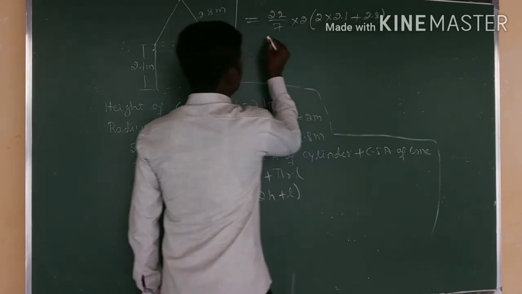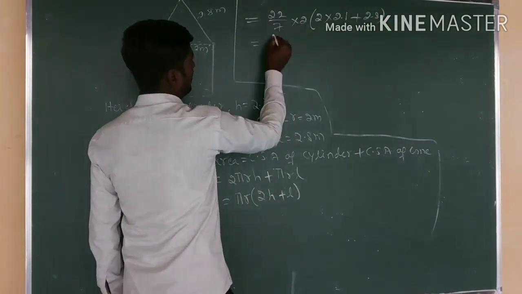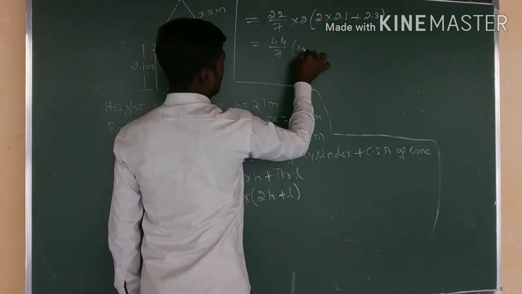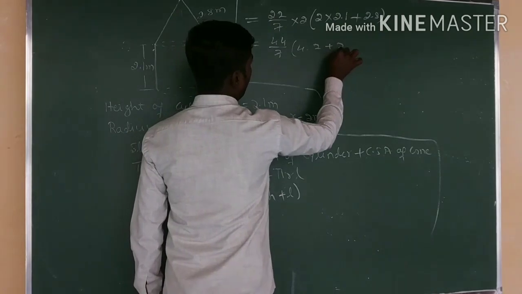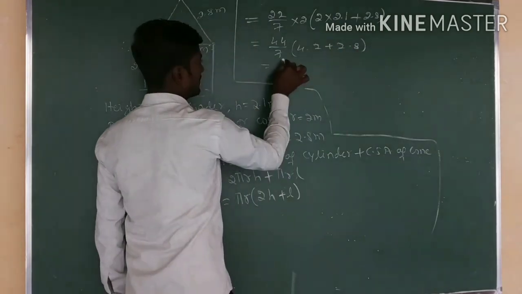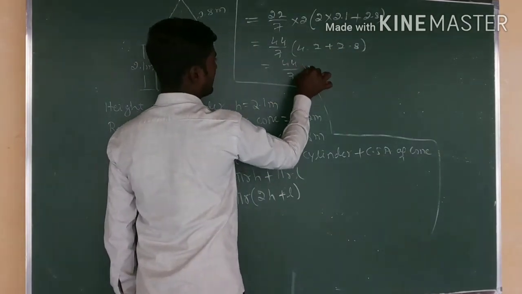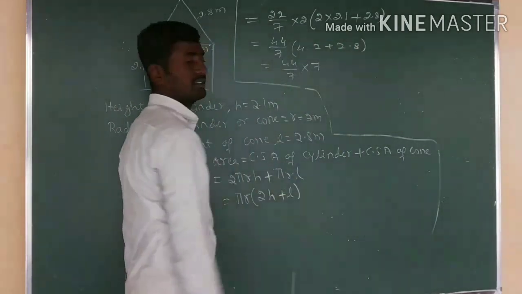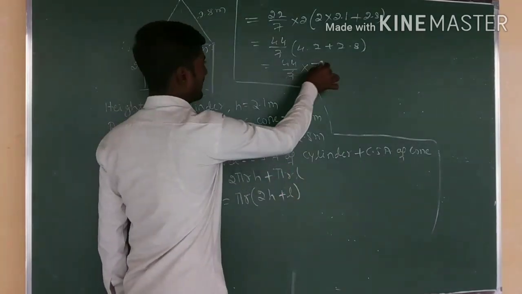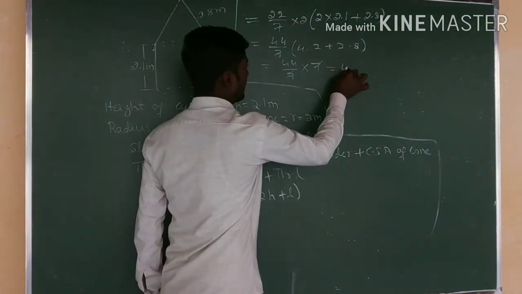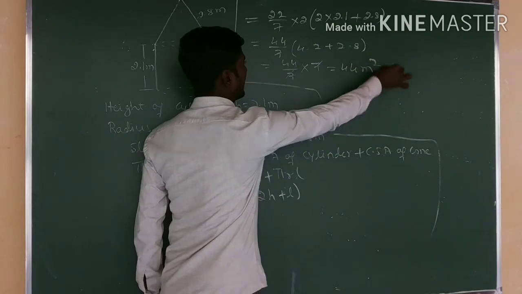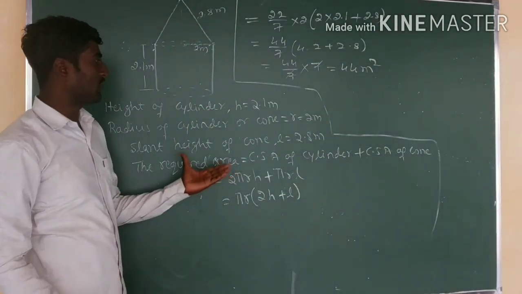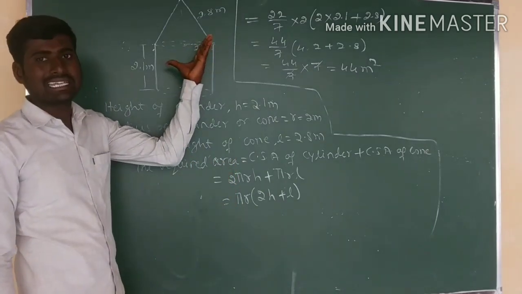Now this is equals to 44 divided by 7 into 4.2 plus 2.8. So this is how much? 7 it is. Am I right? So 7 will get cancelled. Remaining is 44 meters square. So this is the 44 meters square. It is the area required for a canvas of the tent.